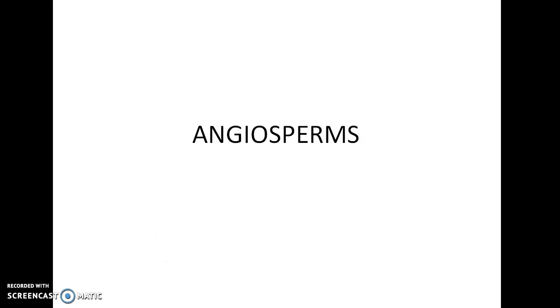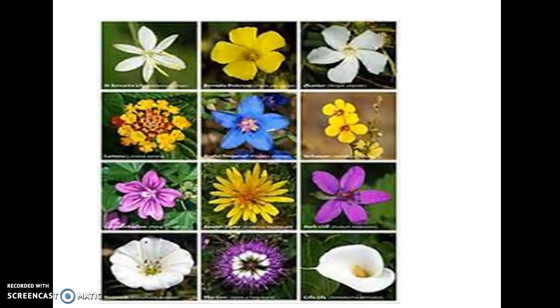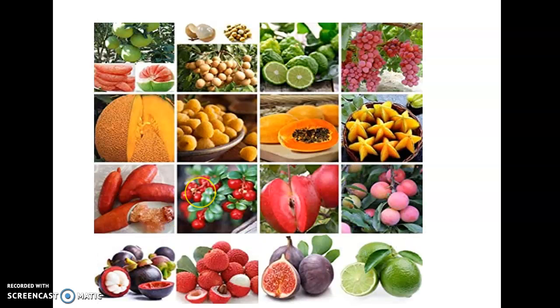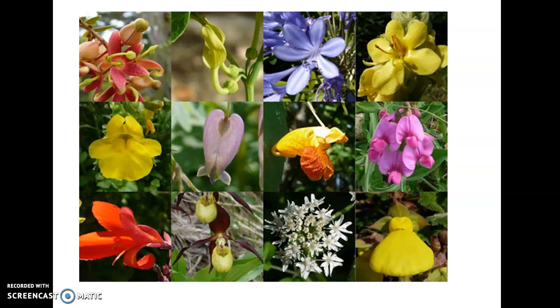Today we are going to explain about angiosperms. Angiosperms means flowering plants. They bear flowers. Flowers are the reproductive structures, isn't it? In angiosperms, the seeds are enclosed by fruits. And angiosperms are an exceptionally large group of plants occurring in a wide range of habitats.